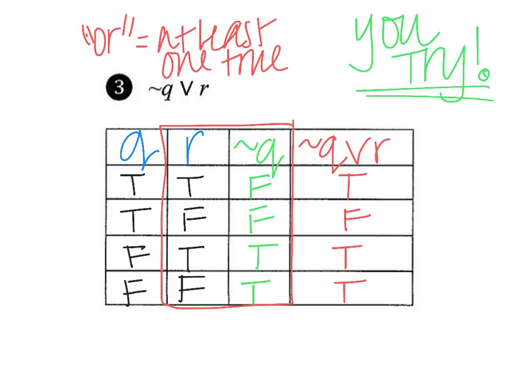So our compound statement is not Q or R. So remember, anytime it's an "or" or a disjunction, at least one of them has to be true for the whole statement to be true. So these are the 2 columns we're looking at. We're looking at R and not Q. One of them is true, so it's true. Both of them are false, so it's false. Both of them are true, so it's true. At least one of them is true, so it's true. All right, so you should have true, false, true, true.